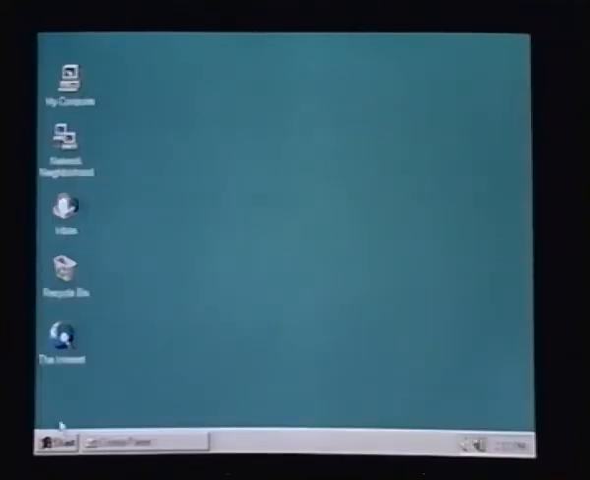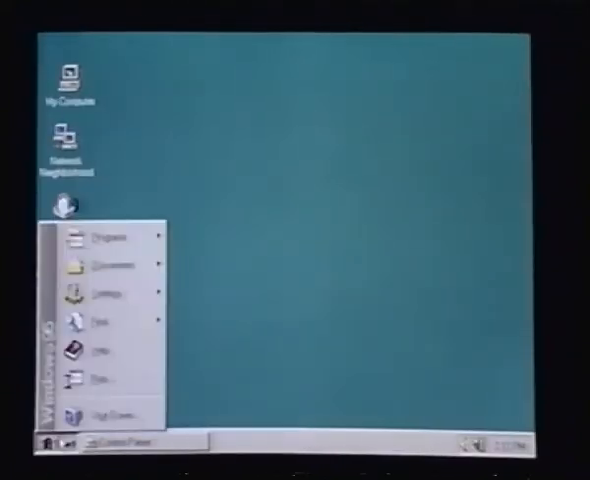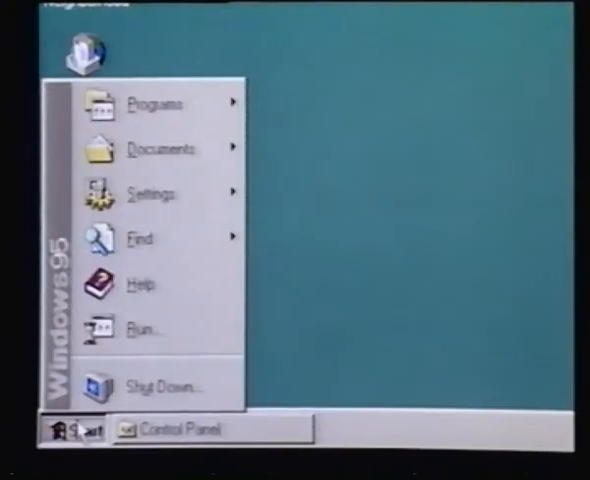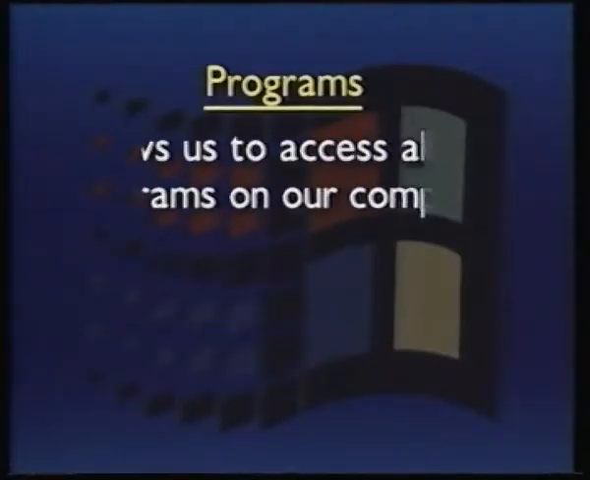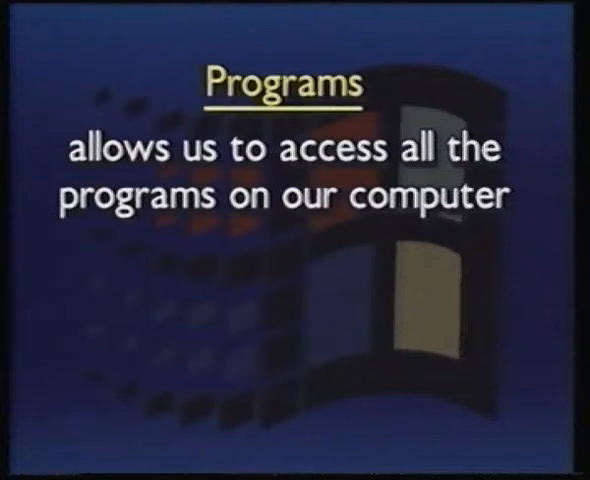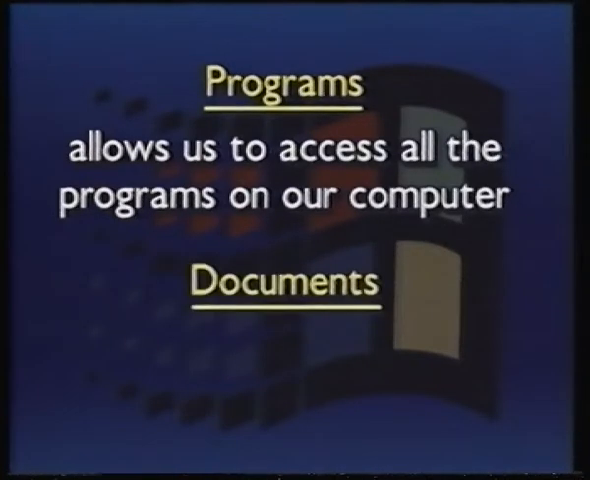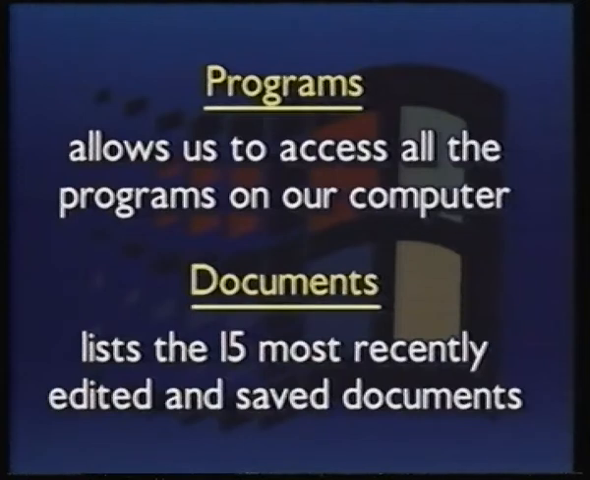Then we place the pointer over Start and click. This releases at least 7 icons: Programs, Documents, Settings, Find, Help, Run, and Shutdown. The Programs icon gives us access to all of the programs on our computer, including a Microsoft DOS prompt. The Documents icon lists the 15 most recently edited and saved documents.